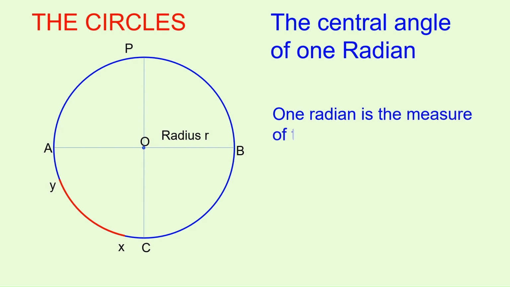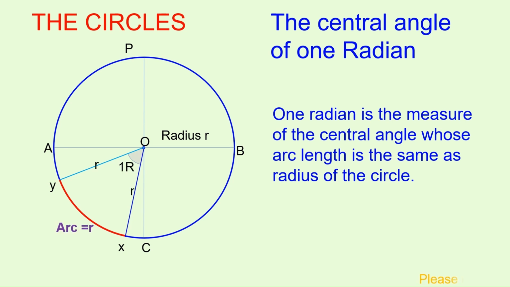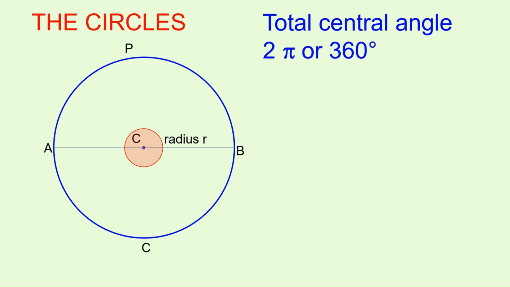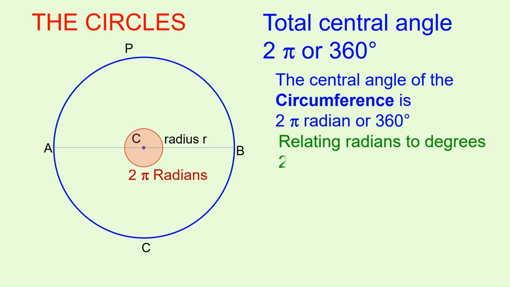Radian. 1 radian is the measure of the central angle whose arc length is the same as the radius of the circle. The central angle of the circumference is 2π radian or 360 degrees. Relating radians to degrees: 2π radian equals 360 degrees.